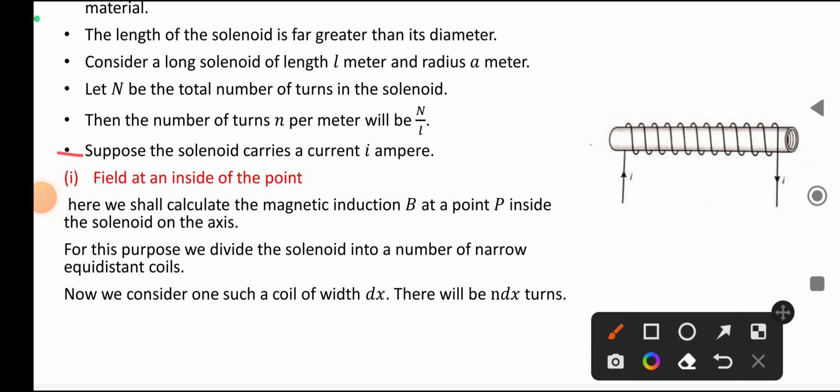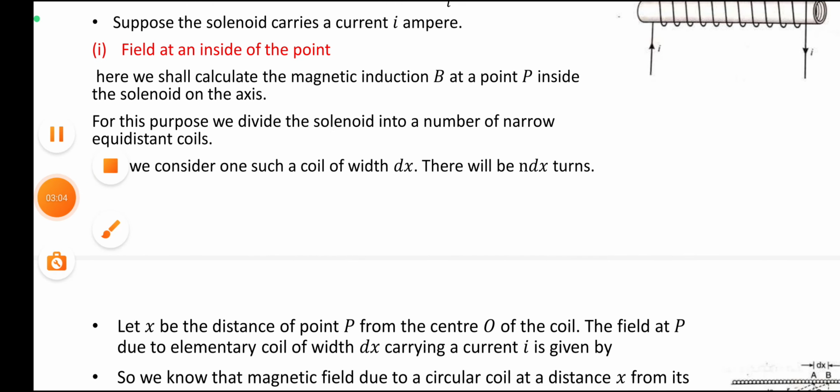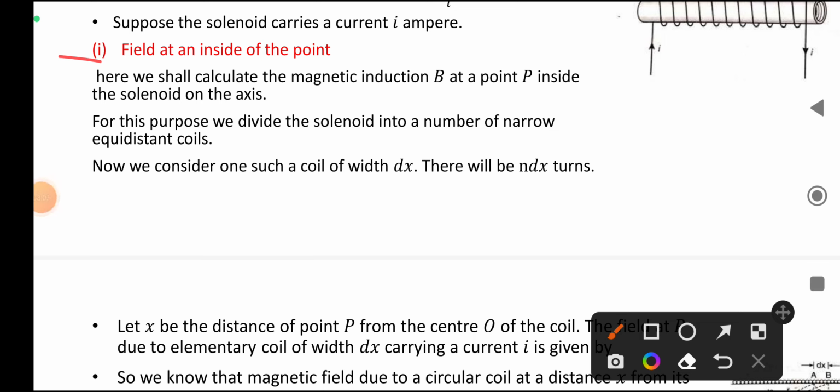Suppose the solenoid carries a current I ampere. See, through it current is flowing, I amount of current. Here, in three different cases you have to calculate the magnetic field B. First case: field at a point inside. Inside the solenoid. Here we shall calculate the magnetic induction B at a point P inside the solenoid on the axis. Inside the solenoid, but on the axis, we have to calculate.